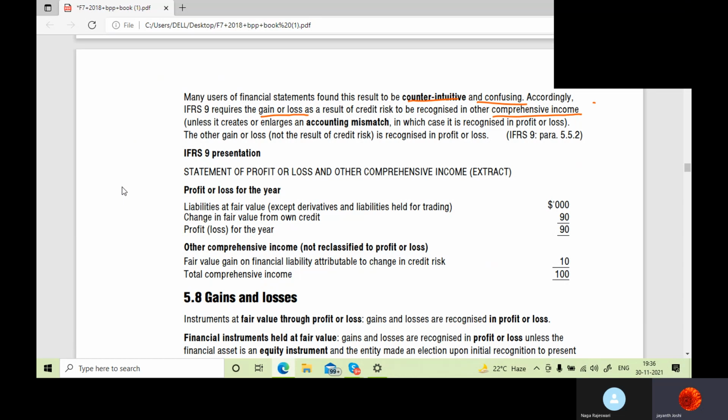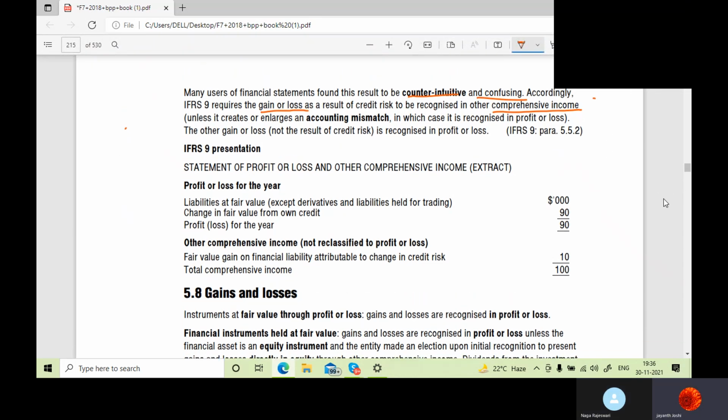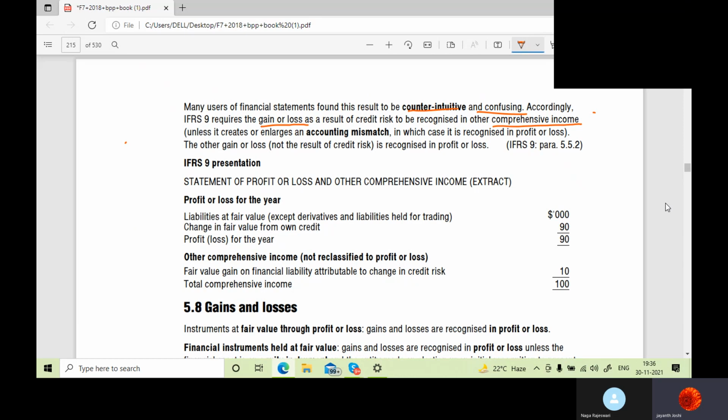Non-realizable, right? So can you repeat once again? Many users of the financial statements found this result to be counterintuitive and confusing. So what IFRS 9 has done is, instead of showing in the P&L, you show in the OCI. Whenever there is a credit risk, and because of the credit risk the company's bond value deteriorates, there's a loss. If it goes up, there's a profit. You show it in the OCI.